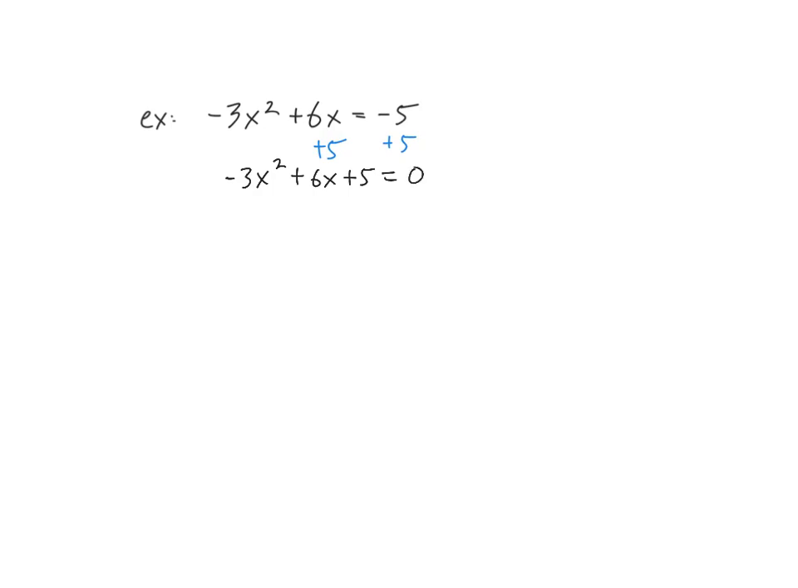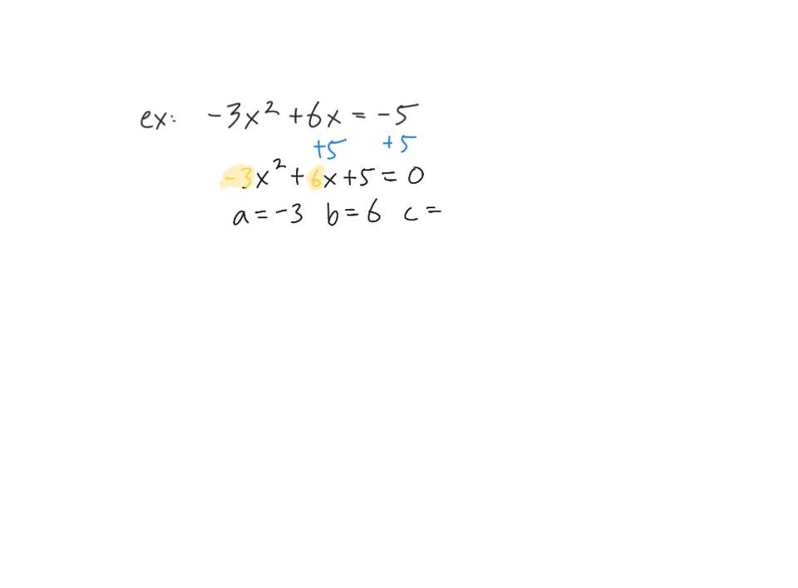Okay. Our next step is to identify a, b, and c. So those values are a, b, and c. So a, remember, is the coefficient on the squared term. That's going to be negative 3. b is the coefficient on the linear term. That is going to be positive 6.